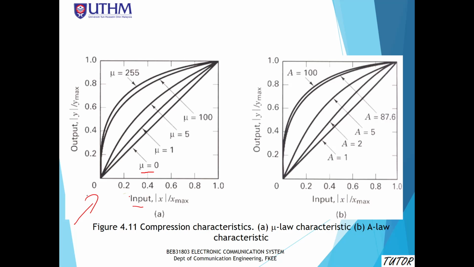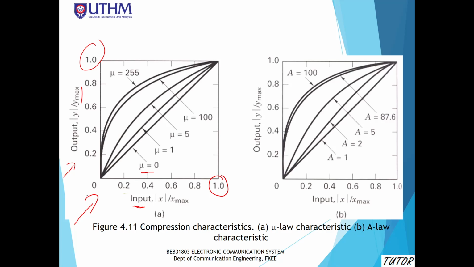Nilai input ini adalah nilai input dibahagikan dengan maximum input. Itu sebab dia dapat paling besar adalah 1, kerana kita bahagikan dengan nilai yang paling besar. Okay, so this is input X over X max. And the output here is output divided with maximum output. So that's why we're gonna get the 1. Nilai paling tinggi adalah 1.